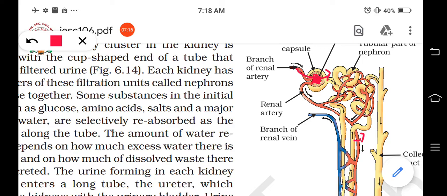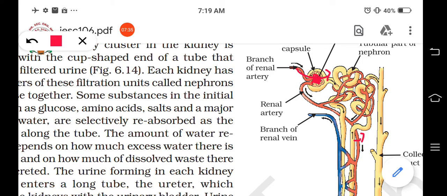So this process is known as what, tubular absorption. So from where to where does it take place? From the tubular part of the nephron to the blood capillary. Blood capillary means it will be put in the circulation again, isn't it? It will be absorbed by the body. Otherwise what will happen? It will go through the urine.